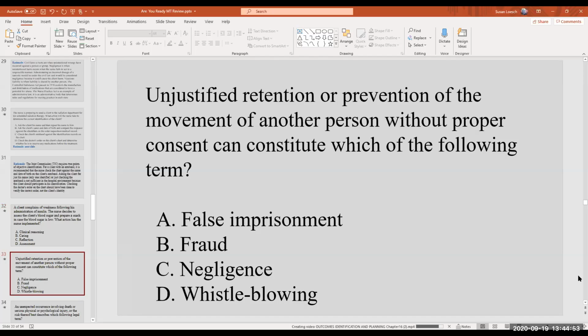Unjustified retention or prevention of movement of another person without proper consent can constitute which of the following terms? False imprisonment. So if you hold me against my will, that is false imprisonment. And this can happen if you restrain somebody and you're not following a certain regimen.